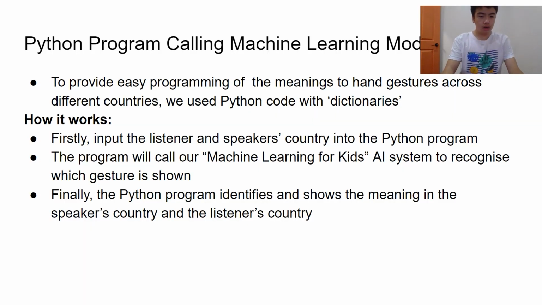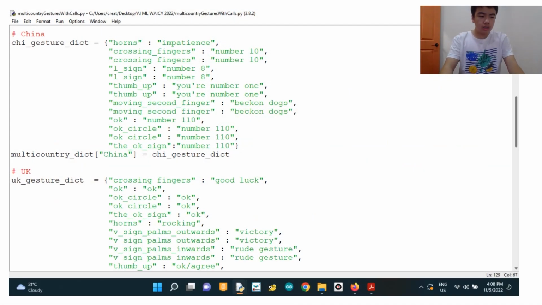We used a Python program with dictionaries to call these trained models and provide the meaning of hand gestures in different countries. This program will first ask you to input the listener's and speaker's country. Then it will use a machine learning model for the speaker's country to recognize which gesture was shown. Finally, it will show the meaning of this gesture in the speaker's country and the listener's country. This helps people to detect which hand gestures are used by people and how they imply how they feel towards the listener.